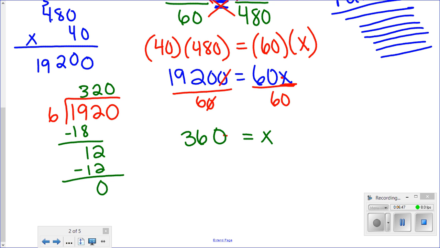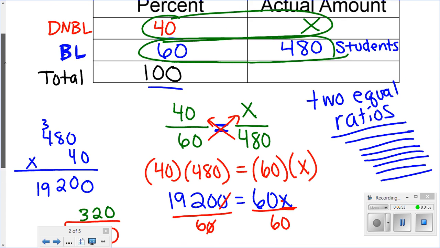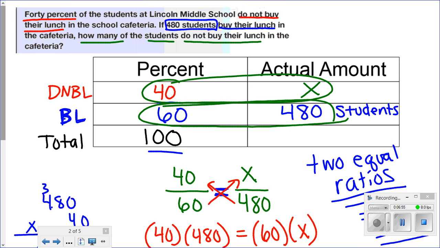Okay, what does that mean? Because what you just wrote means nothing to my problem. Remember, the question up here was, how many of the students do not buy their lunch in the cafeteria? Well, with our answer given, we know that x is equal to 360. Put a label on that, students. So that tells us that 360 students did not buy their own lunch in the cafeteria.